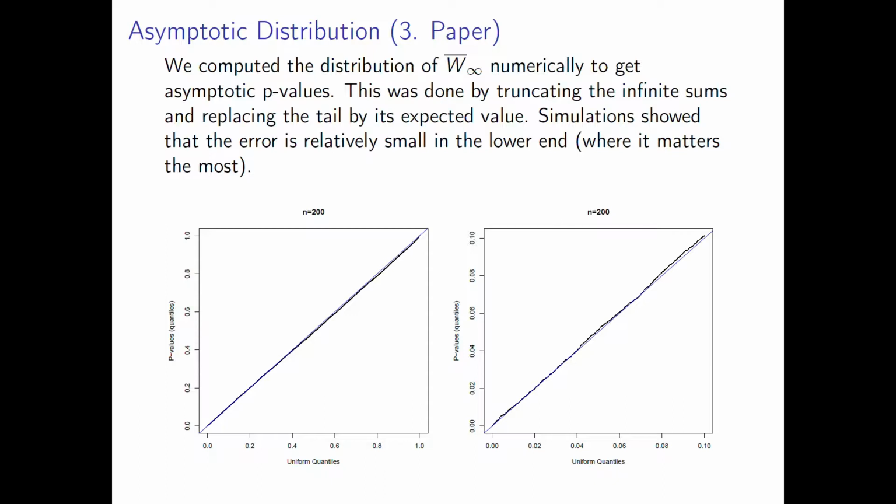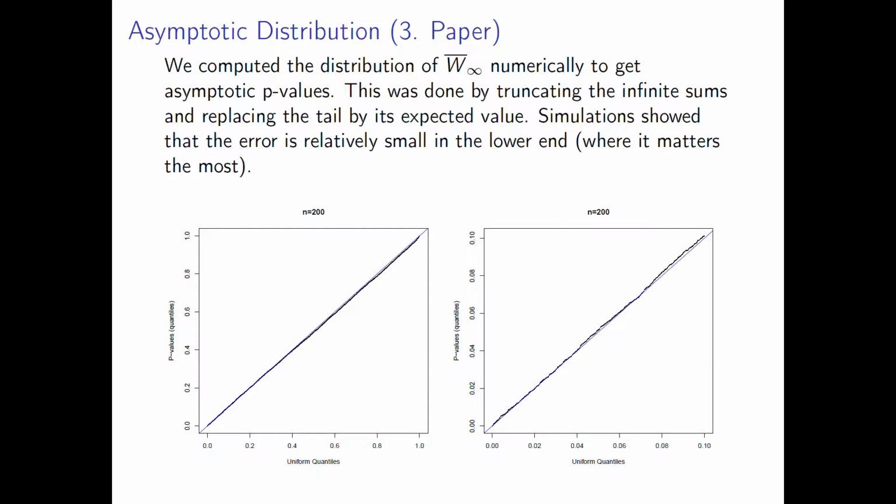What's the error? So we did a simulation for various different sample sizes, and we compared the quantiles. We compared the asymptotic quantiles to the exact quantiles. And it turns out that they are very close, so the error is relatively small. And what's more important is that the error is particularly small at the lower end.